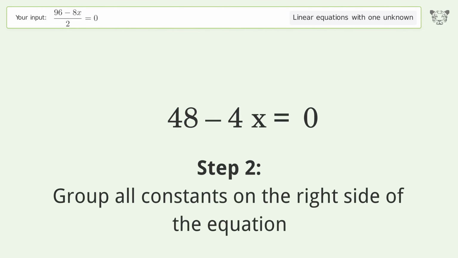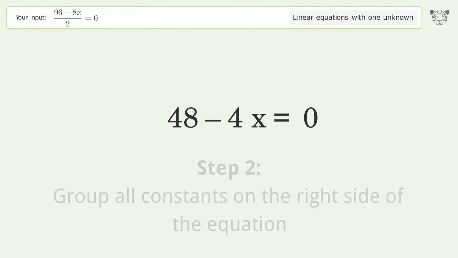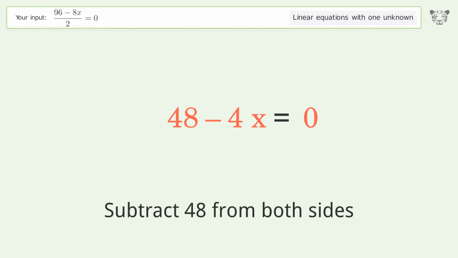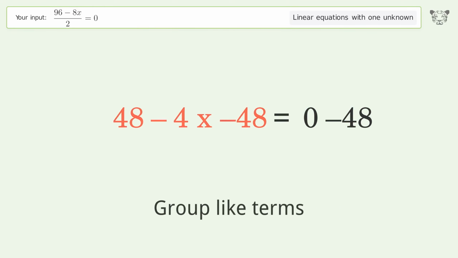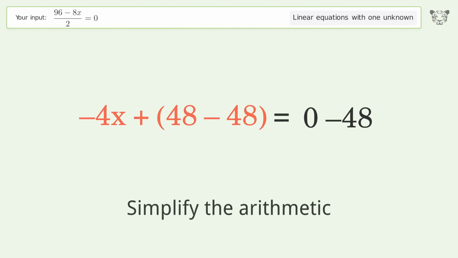Group all constants on the right side of the equation. Subtract 48 from both sides. Group like terms. Simplify the arithmetic.